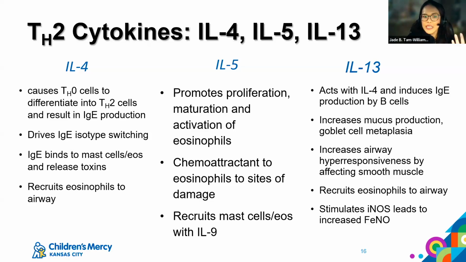IL-5, on the other hand, helps mature and activate the eosinophils. It'll also stimulate the bone marrow to create more eosinophils. And wherever they are, it seems to attract eosinophils to them. They will also recruit mast cells with an IL-9 too. IL-13, oftentimes we think of as acting together with IL-4 to make IgE.